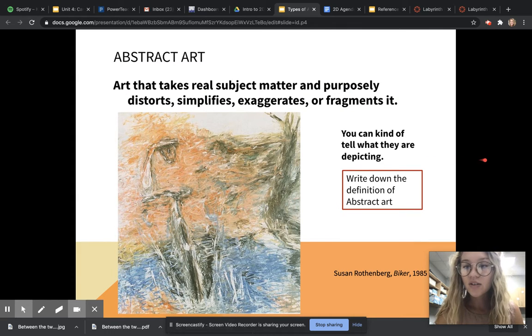And then the next type of art is going to be abstract art. This is art that takes a real subject matter and then purposely makes it different or distorts it, simplifies it, exaggerates it, fragments it, basically makes it a little bit harder to tell what it originally was. So abstract art is where you take a real thing and you change it in such a way that it makes it a little bit more difficult to tell what it was. You can kind of tell, but not all the way. It's not totally clear. So this is when things start to get a little bit more interpretive.